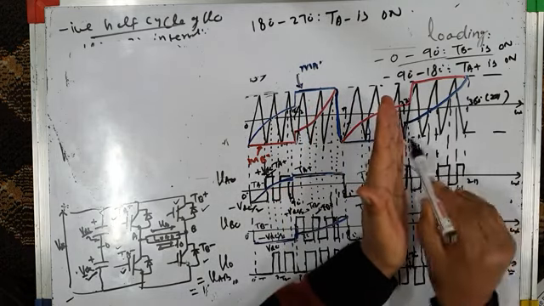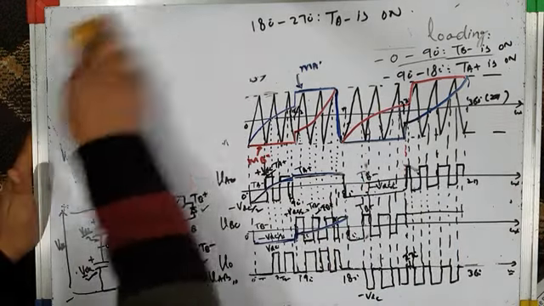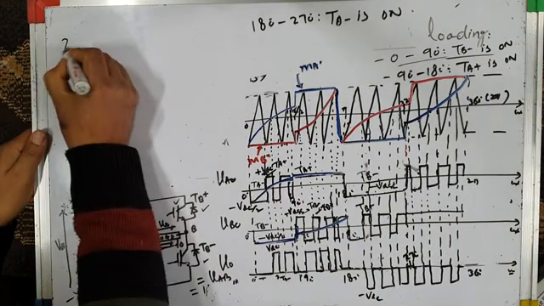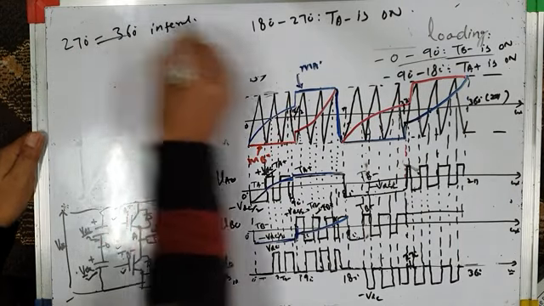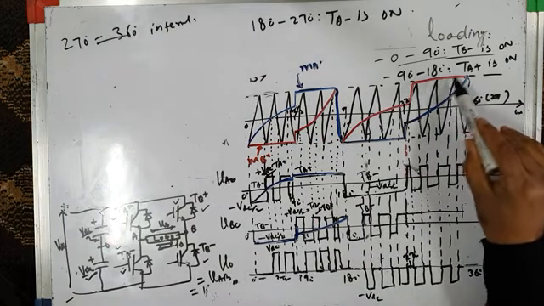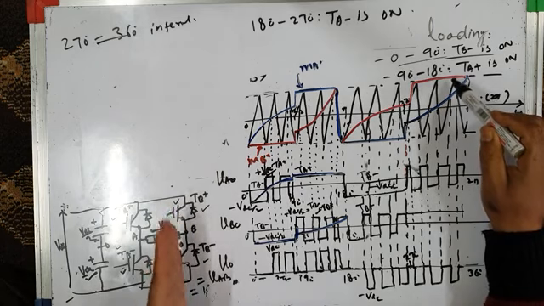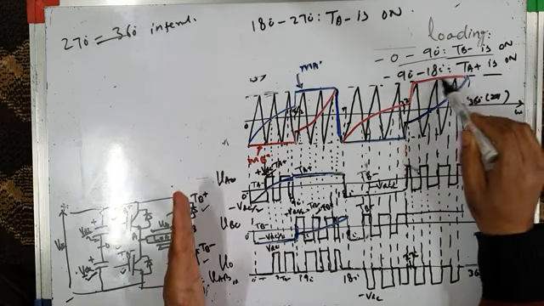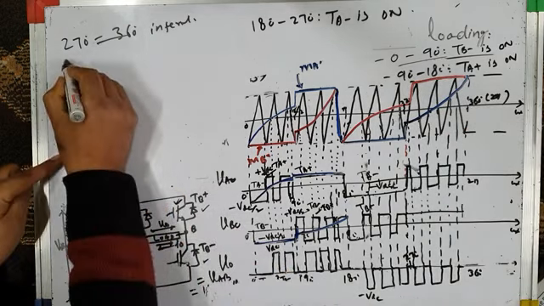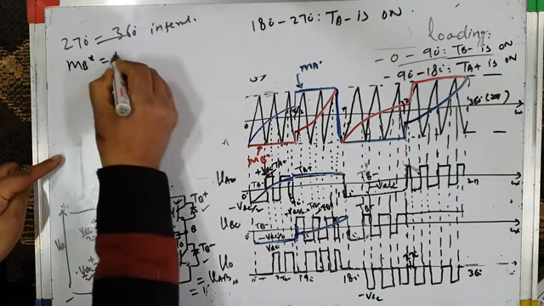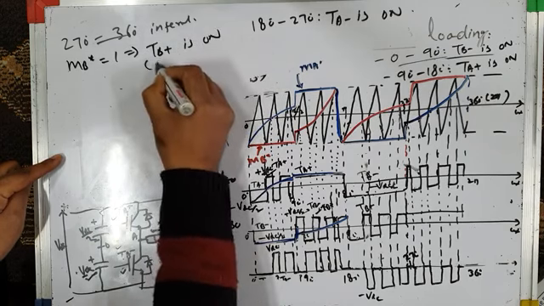Let us go to the last quarter of the waveform, that is the 270 to 360 degree interval. In this interval, you can say MB star is high. It is greater in amplitude than the triangular carrier wave, and MB star controls the switching of leg B. Since MB star is 1, the top switch TB plus is permanently on. So MB star equal to 1 means TB plus is on. It is permanently on, not switching at all.